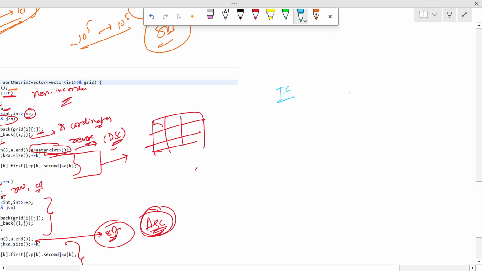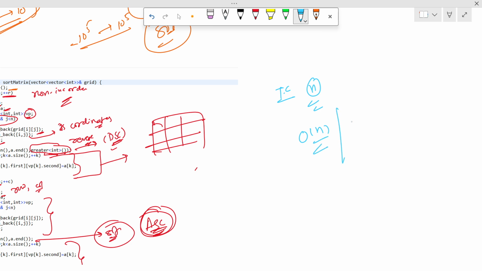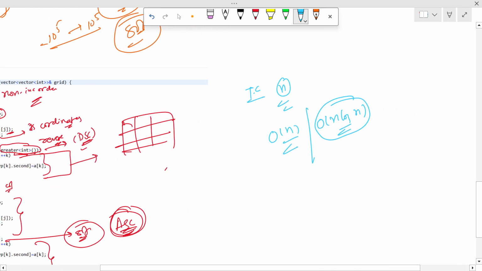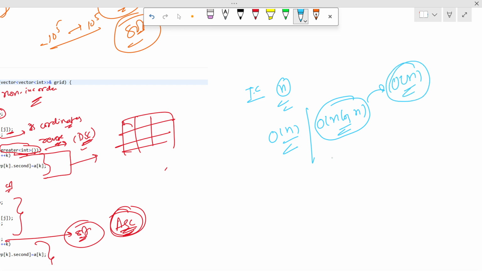Okay, and the time complexity of this code is: we have to iterate over n starting points, and for each diagonal we extract O(n) elements, and after sorting we have O(n log n), the complexity of the sorting algorithm. Then putting elements back into our matrix takes O(n) time, and the total time complexity of this code is O(n log n) times n, and this is our time complexity.